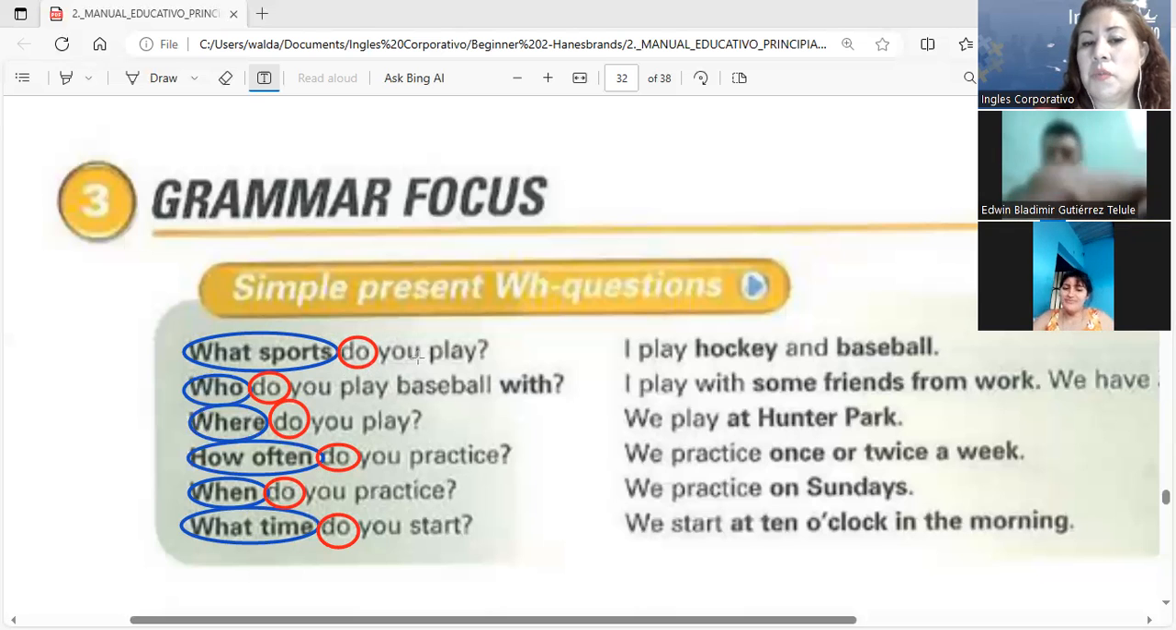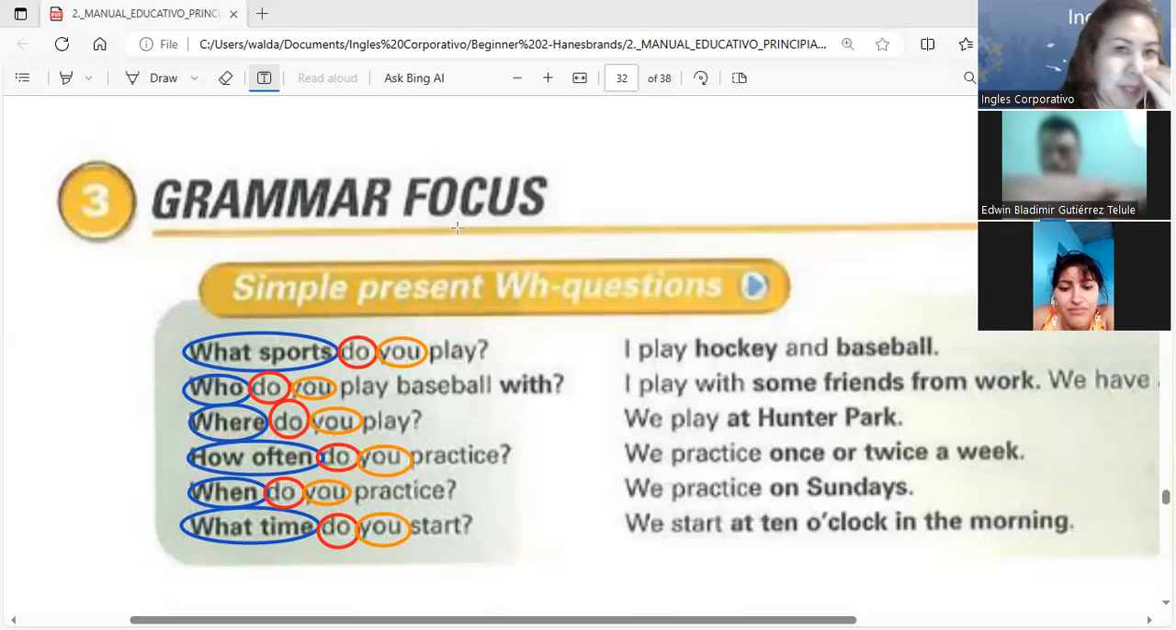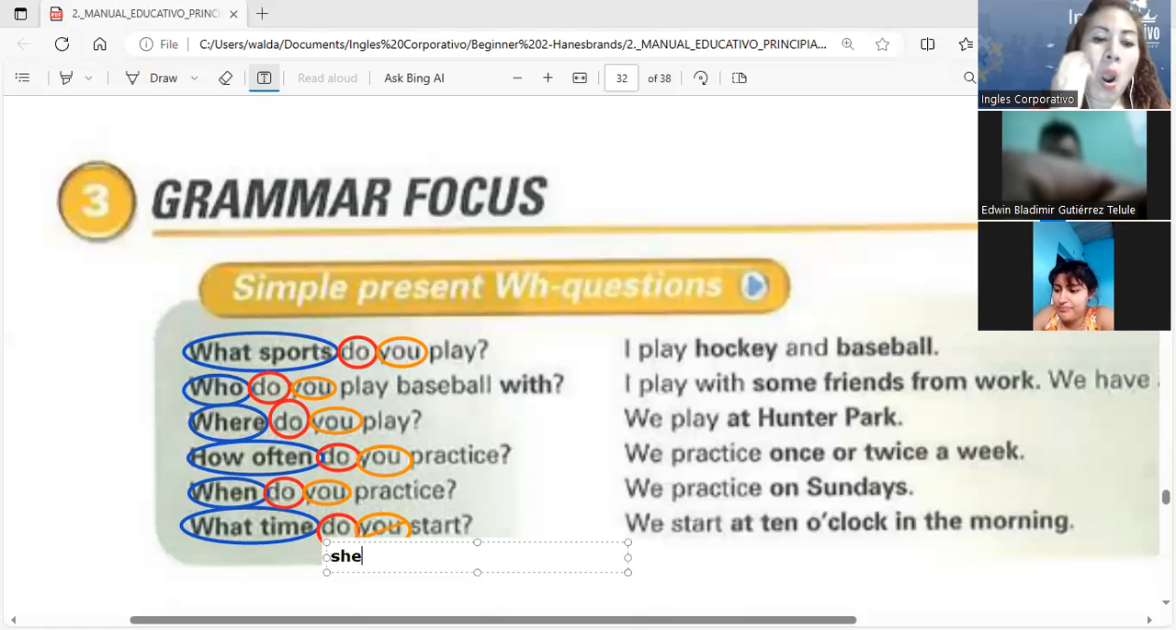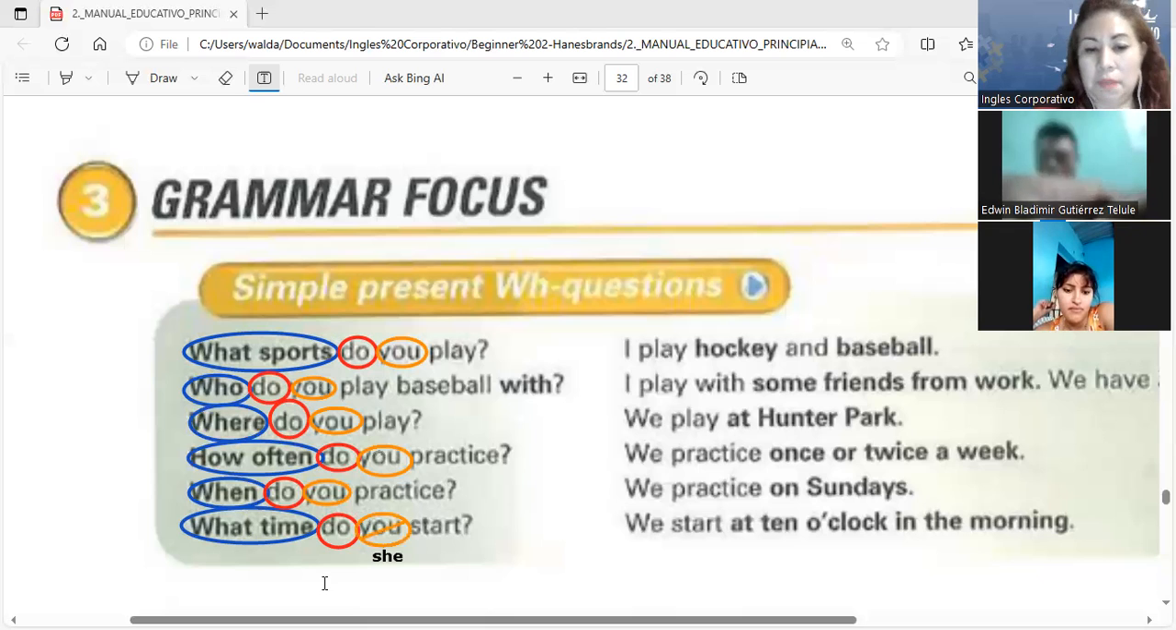We use do because the subject in this case is always you. But if the subject was different, let's imagine the subject was she. Then in this case, what would be the auxiliary?